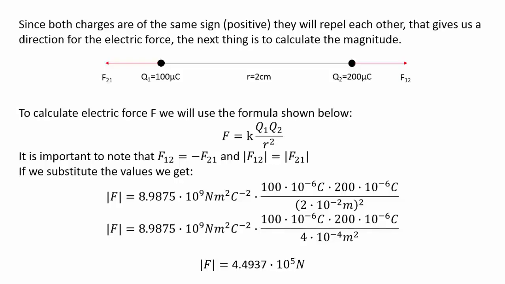It is important to note that the force from the first charge to the second charge equals the negative value of the force from the second charge to the first charge. That just shows us the direction, and of course the magnitude is the same. If we substitute the values into the formula, we get the magnitude of the force, which equals 4.4937 times 10 to the 5th newtons.